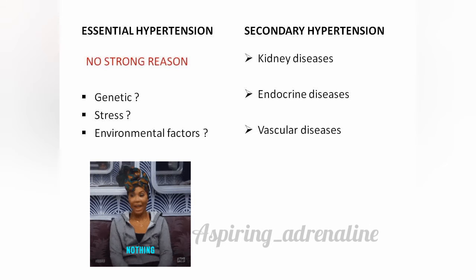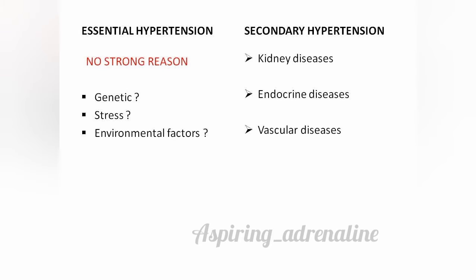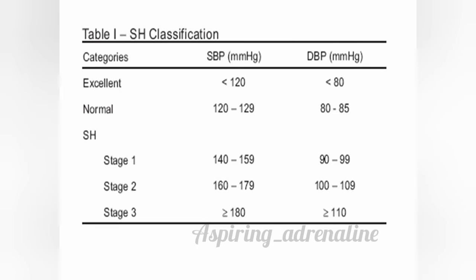Next, we are going to see what are the reasons for high blood pressure. Actually, there is no strong reason for essential hypertension, but there are some theories like it may be from genetic cause or stress or from environmental factors. Reasons for secondary hypertension, as I told you earlier, here the high blood pressure is due to certain diseases like kidney diseases, endocrine diseases, that is just hormonal diseases, or vascular diseases, that is disease affecting the blood vessels. This is the classification of blood pressures in regards to hypertension. The purpose of this classification is to assess the severity of the disease and also to choose the correct treatment options.